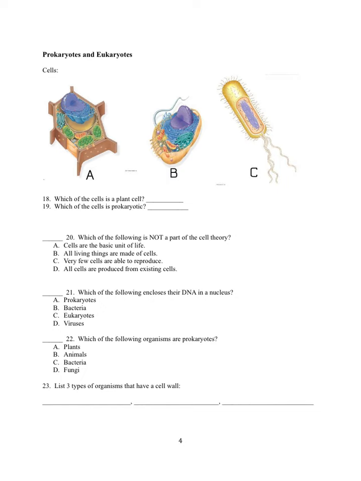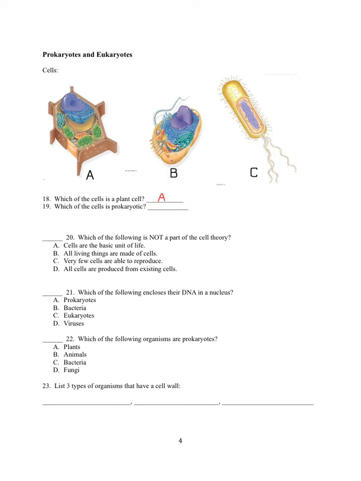Next, we'll look at the difference between prokaryotes and eukaryotes and plant cells and animal cells. Remember that animal cells and plant cells are both eukaryotic cells. Bacteria cells are prokaryotes. So number 18 says, which of the cells is a plant cell? So if you remember, plant cells are eukaryotes, meaning that they have a nucleus, but they also have a cell wall. And so plant cells are letter A.